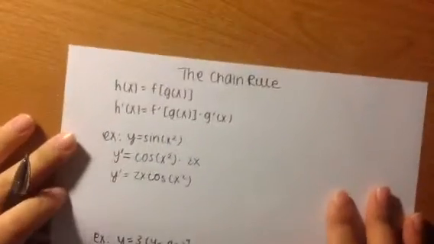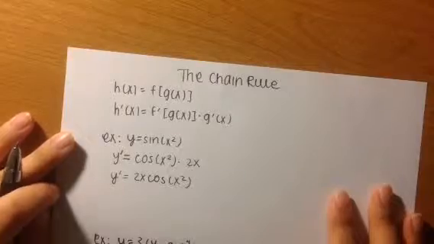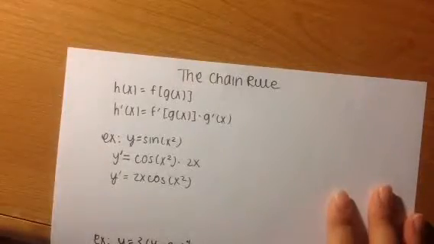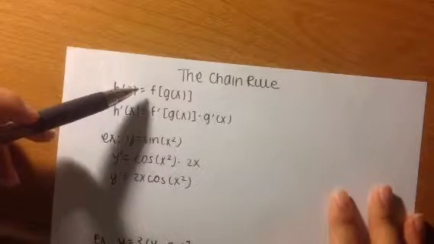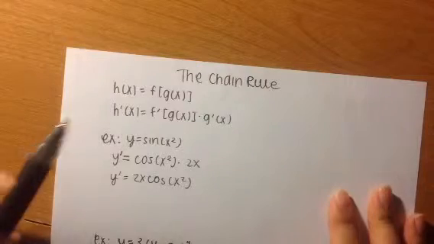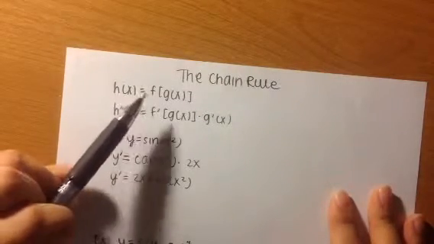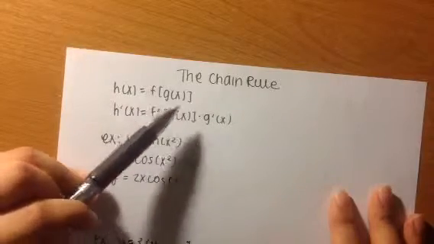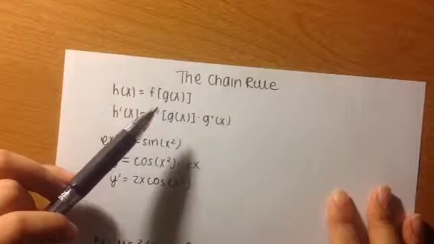Okay, so today I'm going to be talking about the chain rule, and we are going to be applying the chain rule. So basically it is taking the derivative of the outside and the inside. So for instance, h of x is equal to f of g of x, which is a composite function, and we are going to apply the chain rule on that.